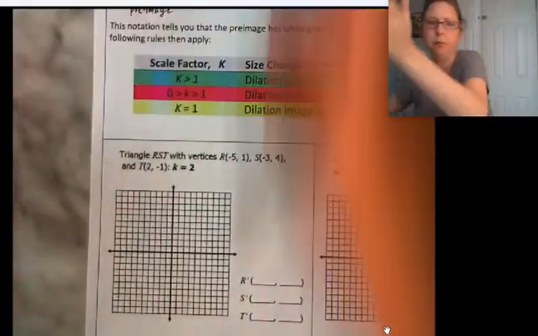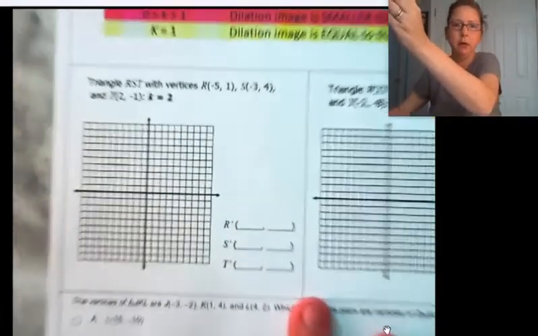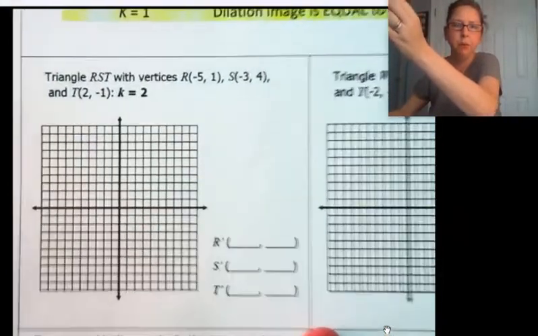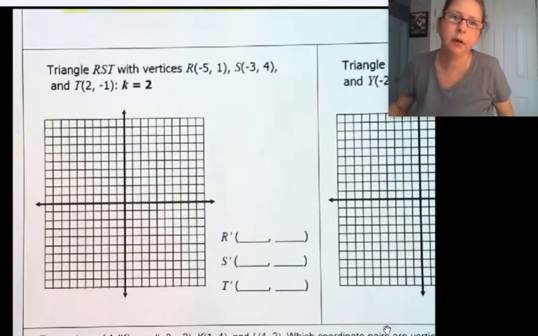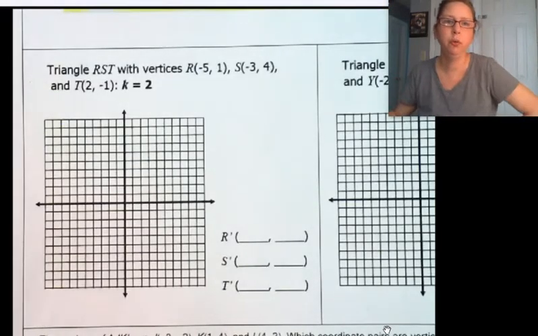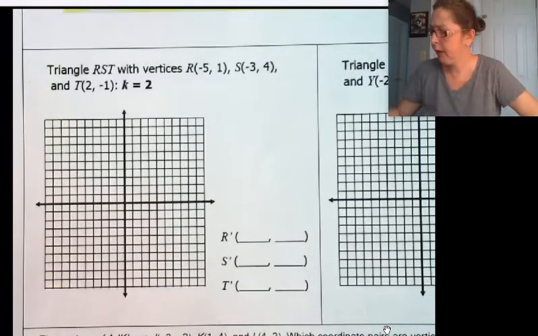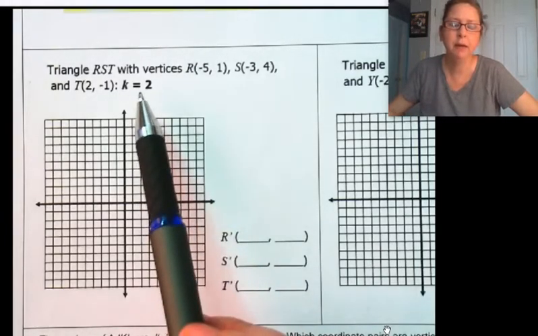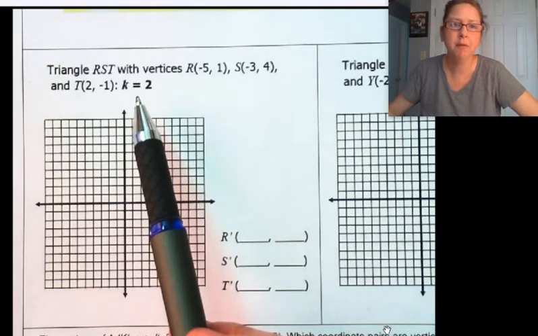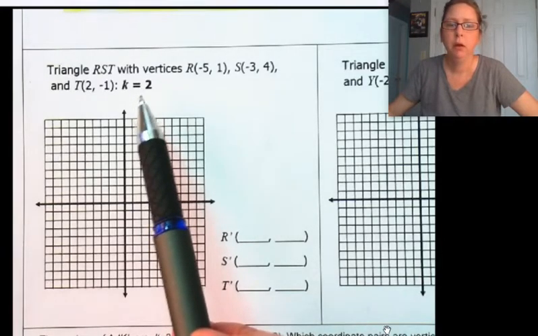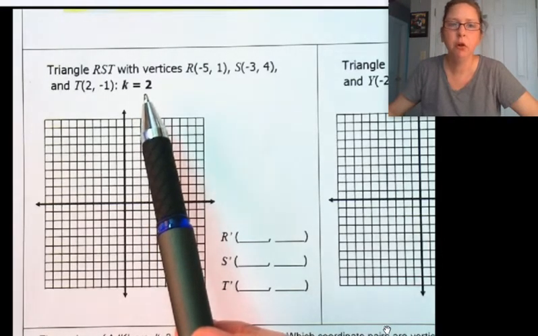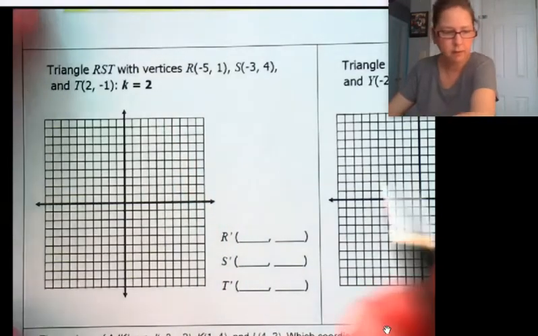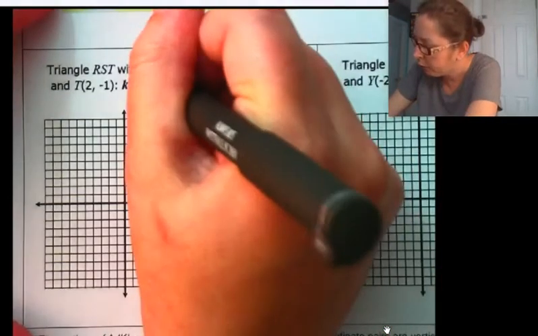Okay, move some things out of my way and zoom in. So we have a triangle here, and they want us to find the image after it has been adjusted by a scale factor of 2. So this number is larger than 1, so this is going to be an enlargement.